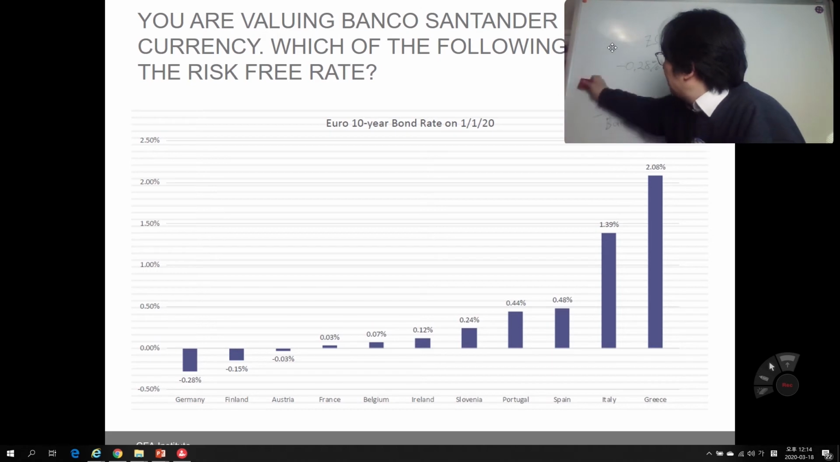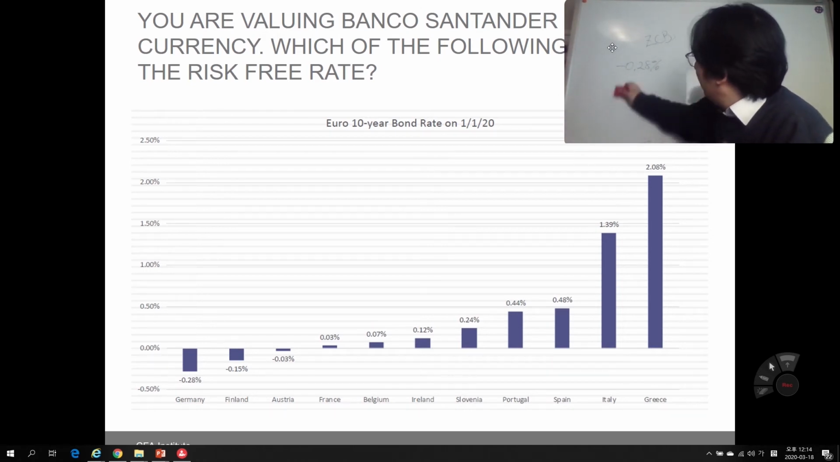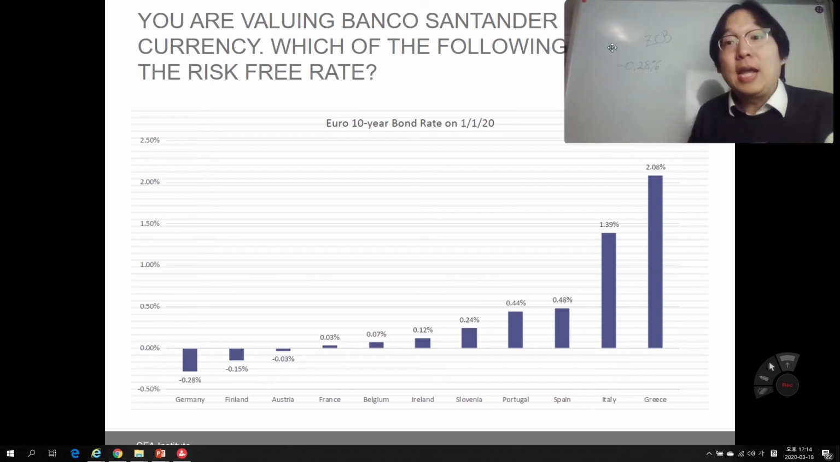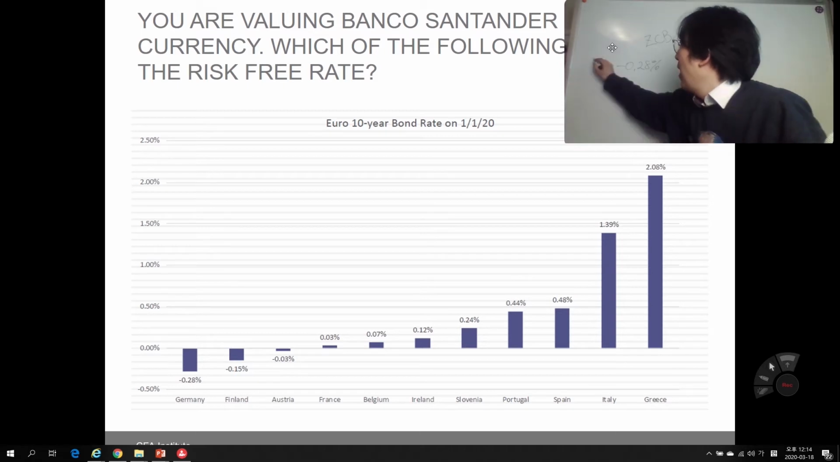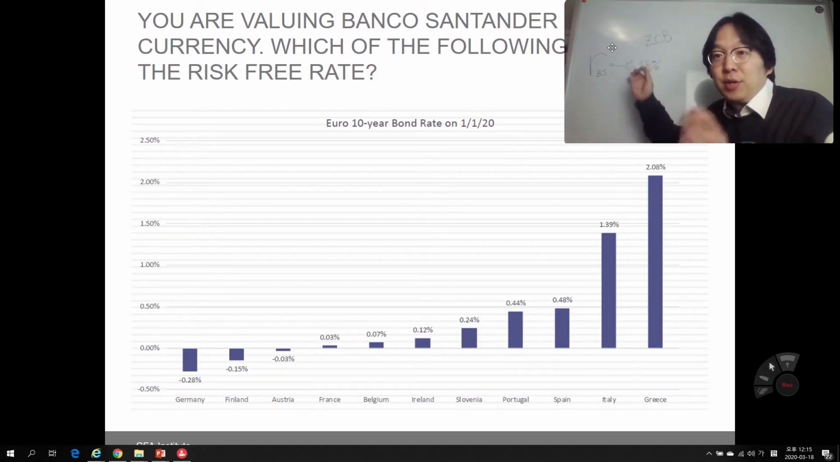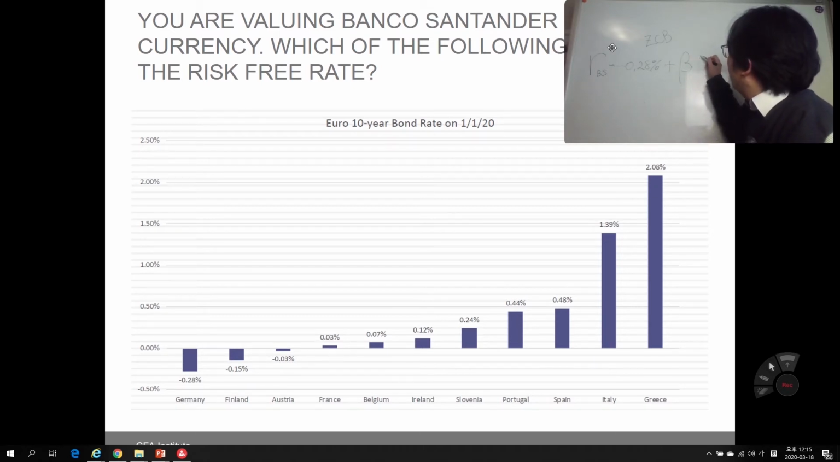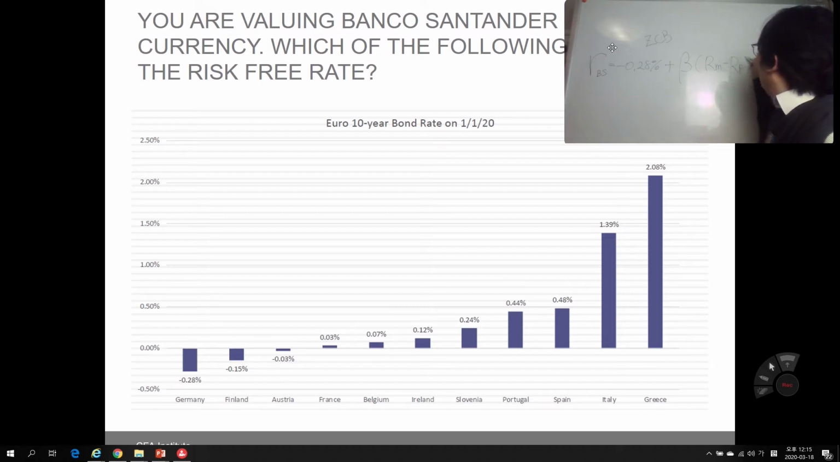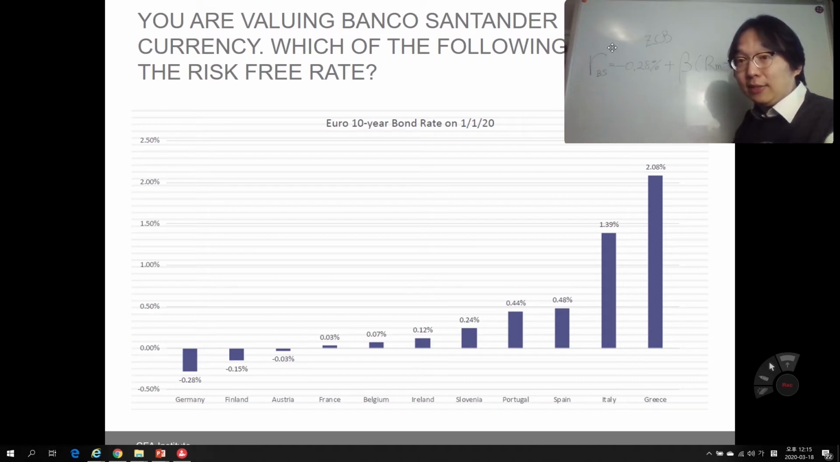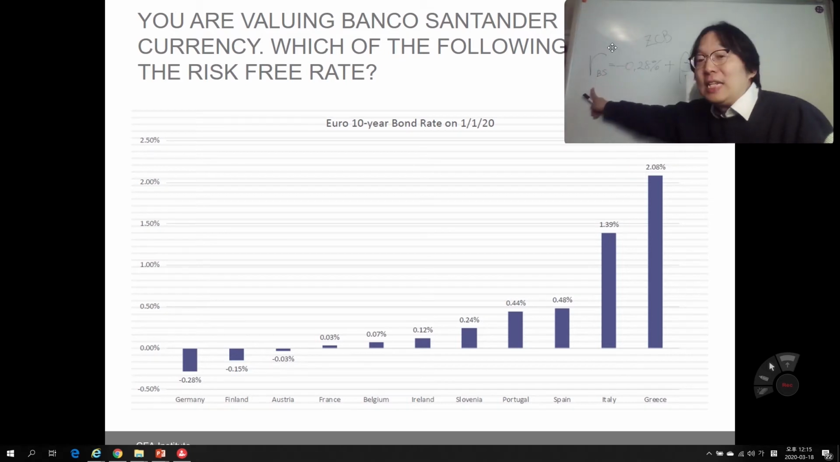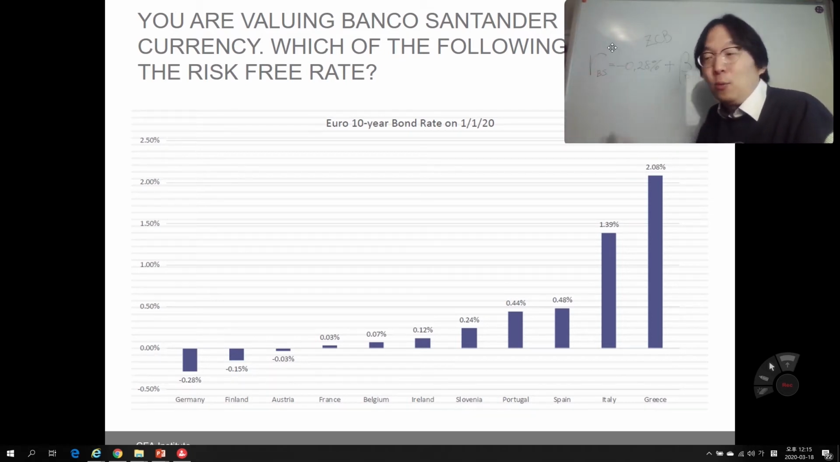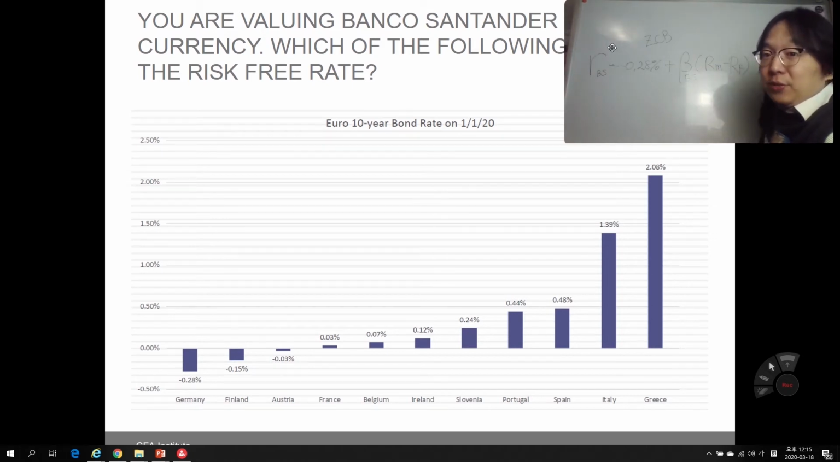So 28 basis points over here, that should be your risk-free rate to start with. And R for Banco Santander, it's not BS, it doesn't stand for anything rude, it's Banco Santander. You start with this risk-free rate plus some beta times (RM minus RF) in the capital asset pricing model. The risk-free rate being negative does not necessarily mean that the whole discount rate for Banco Santander will be negative. Don't worry, because you will have this term later on.